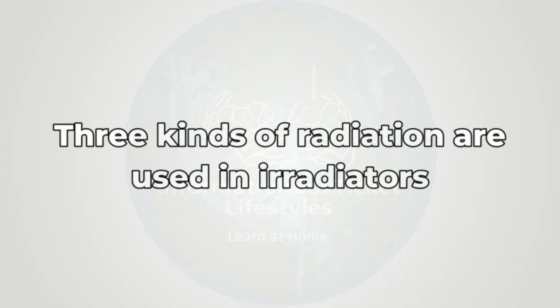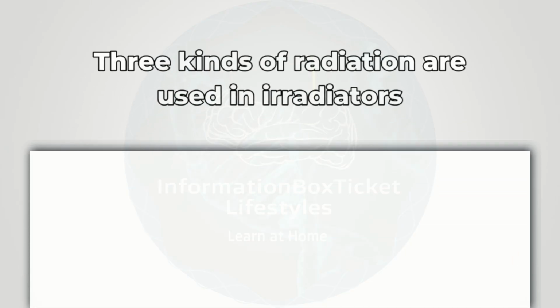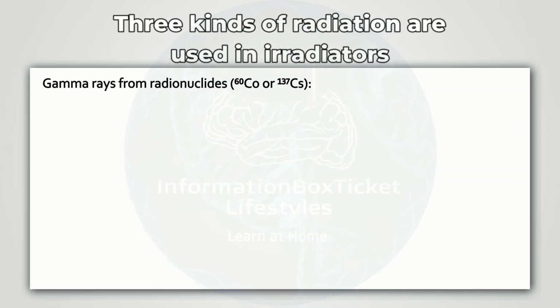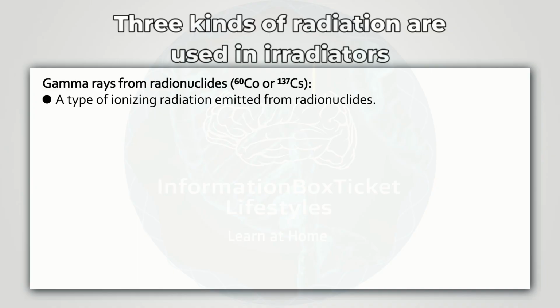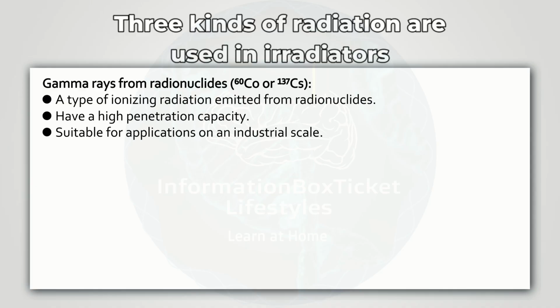3 kinds of radiation are used in irradiators. Gamma rays from radionuclides, cobalt-60 or cesium-137, a type of ionizing radiation emitted from radionuclides, have a high penetration capacity, suitable for applications on an industrial scale.